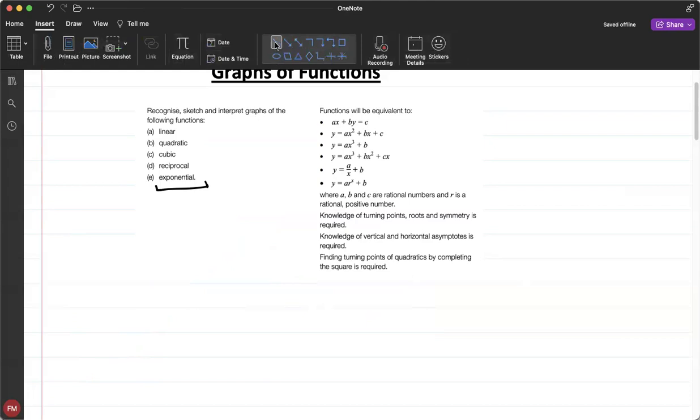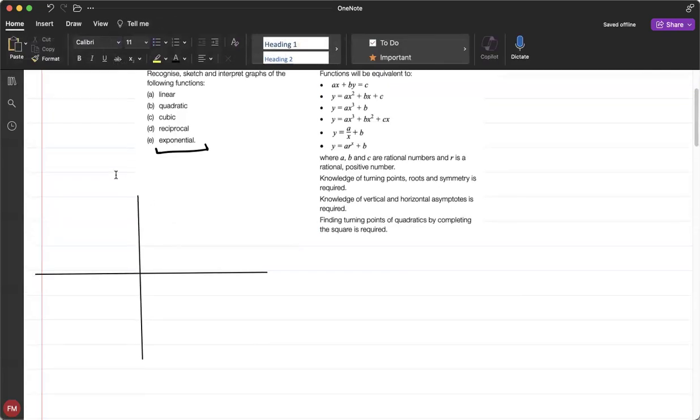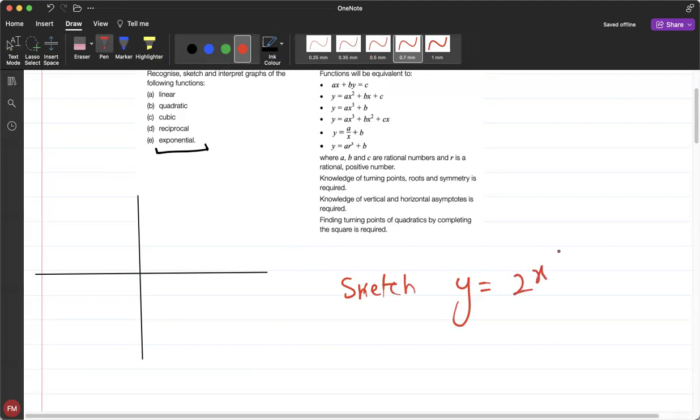For an exponential graph, they would expect that you label out the x-intercept and the y-intercept. And especially when I talk about x-intercept, only if it's possible. So let's say we have a question where I'm asking you, please sketch y is equal to 2 raised to the power x.